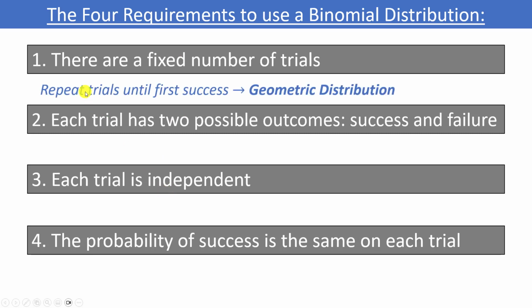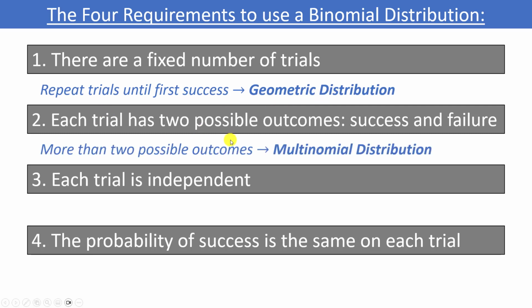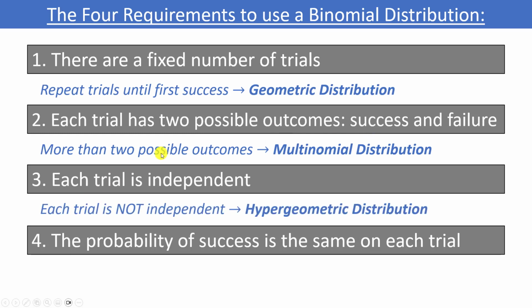If we repeat the trials until we get our first success, then we have a geometric distribution. If there are more than 2 possible outcomes, we have what is called a multinomial distribution. If each trial is not independent, then we have the distribution that we are talking about, which is called the hypergeometric distribution. There are 3 conditions that need to be met in order to use the hypergeometric distribution.